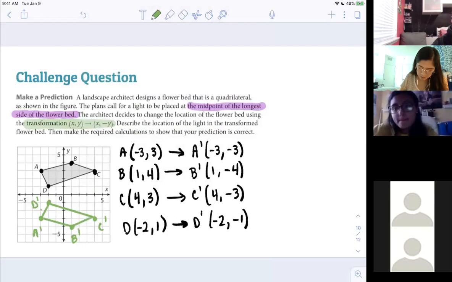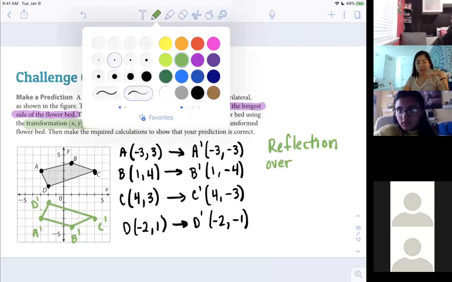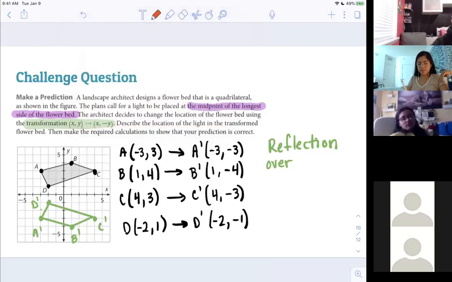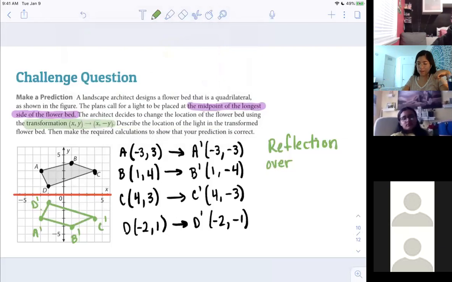Based on what you see here, what type of transformation was this? Reflection. Good. A reflection over what? Over the origin. Whenever I ask you over what, I want to know which line it went over. The x-axis. I heard someone say x-axis. Exactly. So, reflection over the x-axis. Okay, I understand now. Good.